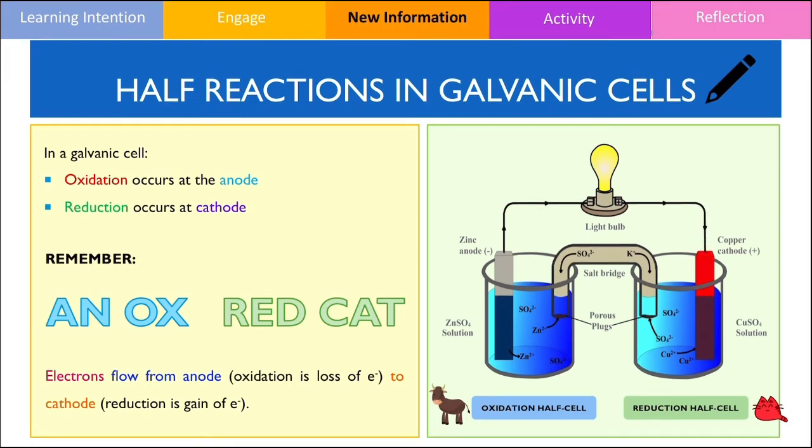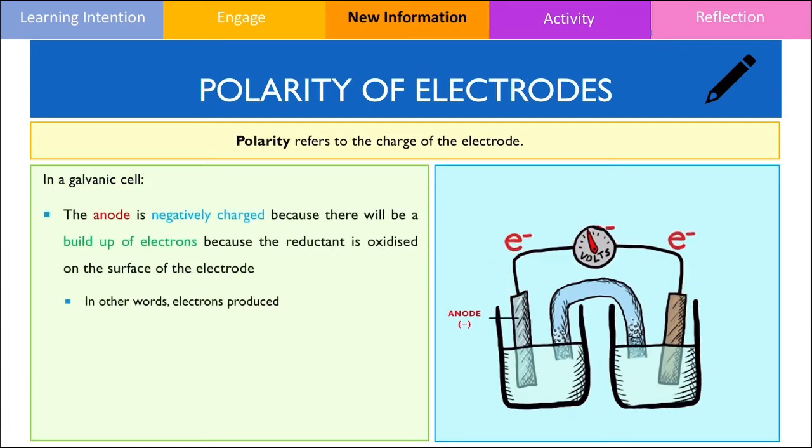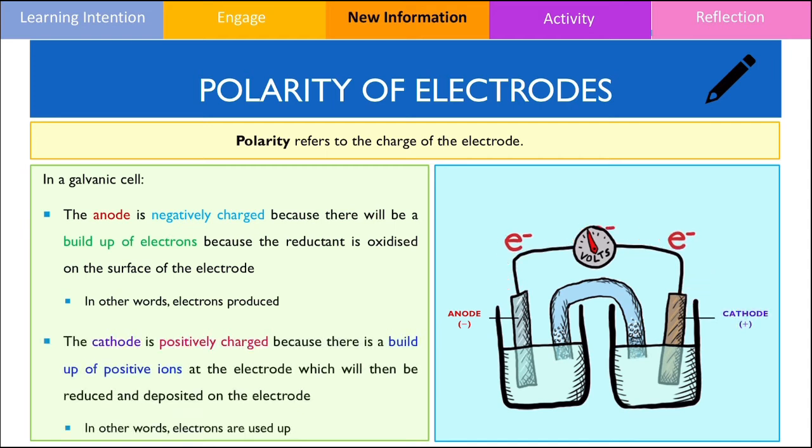The charge or the polarity of the anode is going to be negative because oxidation results in the build-up of electrons, whereas the cathode will be positively charged because the electrons are being used up to reduce the oxidant, which typically forms a metal that gets deposited on the electrode.